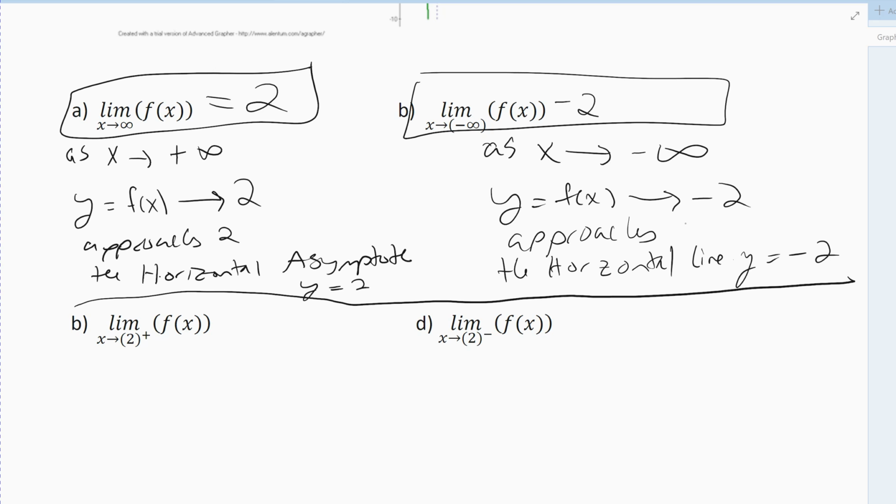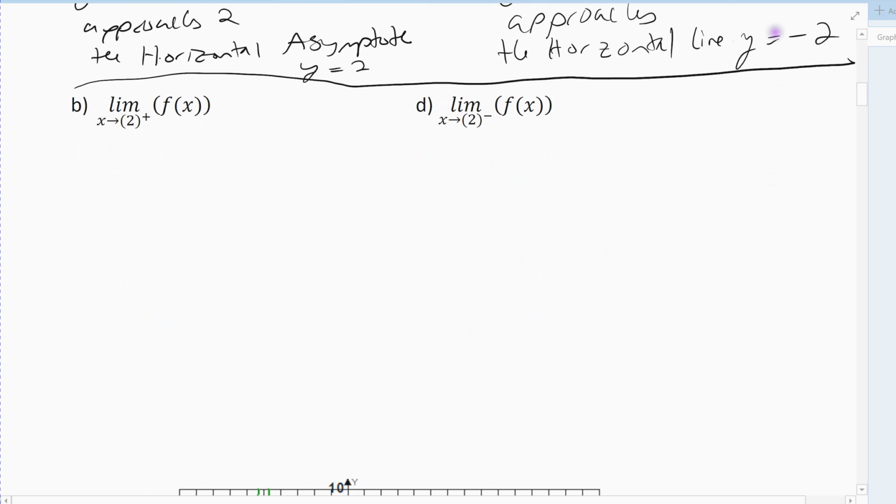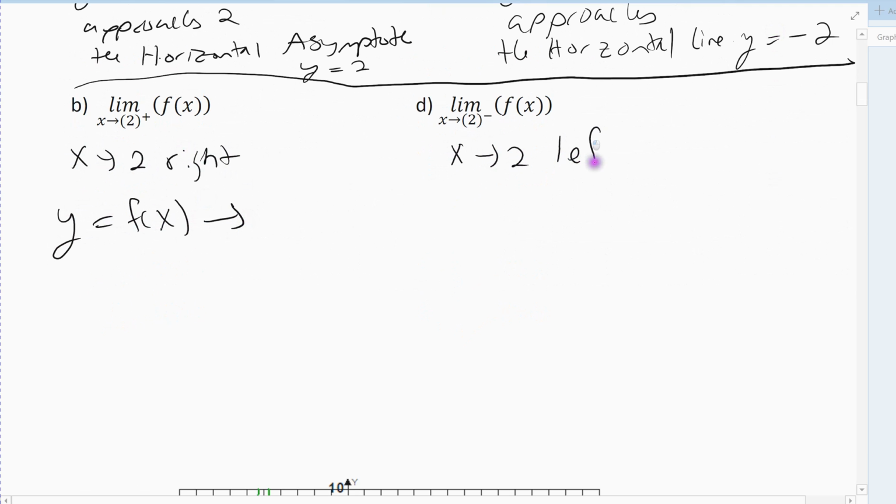And the last two have to do with the vertical asymptote, x equals 2. I'm looking at 2, x approaching 2 from the right and x approaching 2 from the left. So x approaches 2 on the right side of 2. What are the function values doing? And then we'll look on the left. x approaches 2 on the left. What is the function doing?